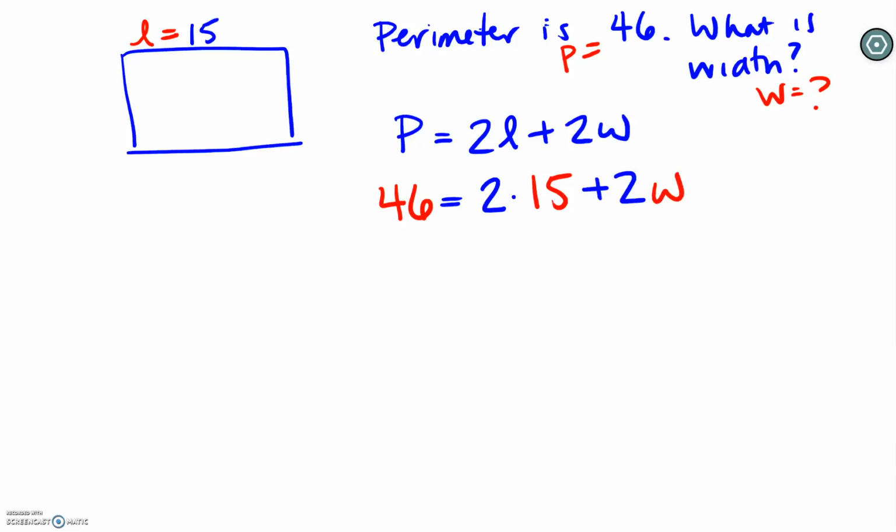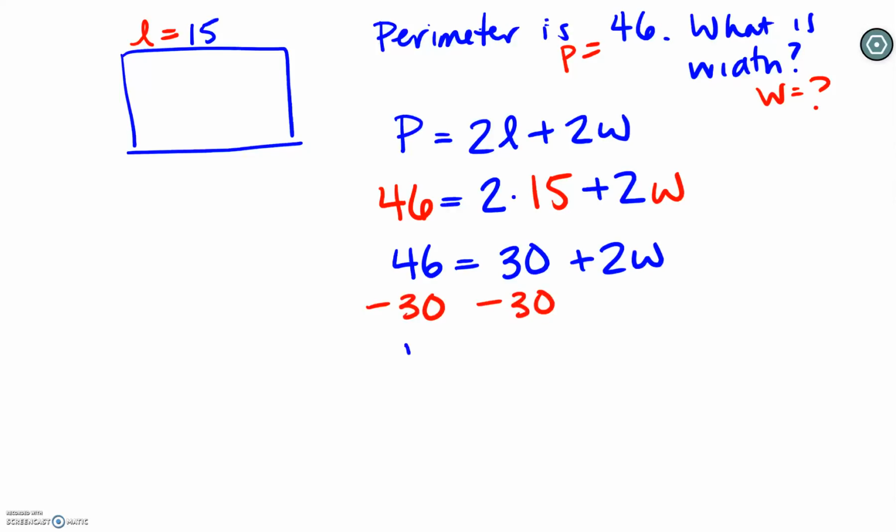And then we could work with this, right? We could do all the math that we're used to doing. 2 times 15 is 30. It's equal to 46 plus 2W. We could solve for that W on its own. Right? That's all stuff we could do. We could keep going forever and ever and figure out that W is equal to 8.